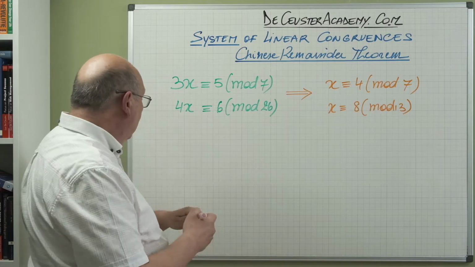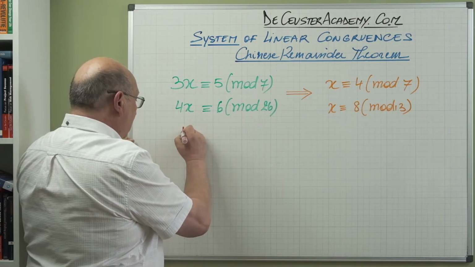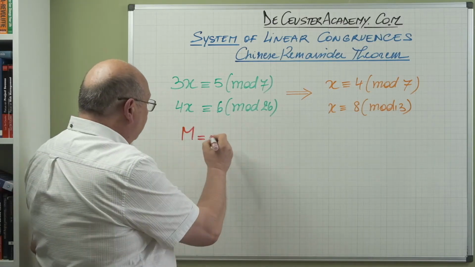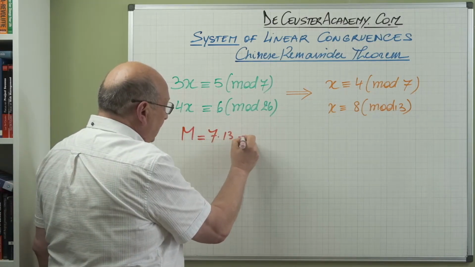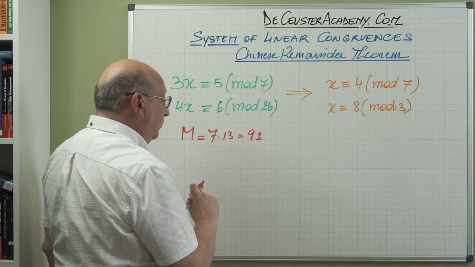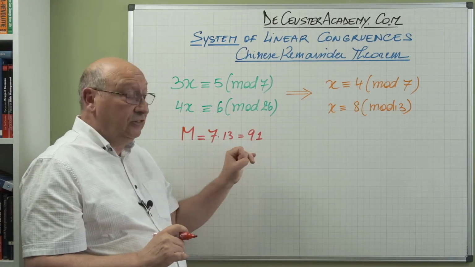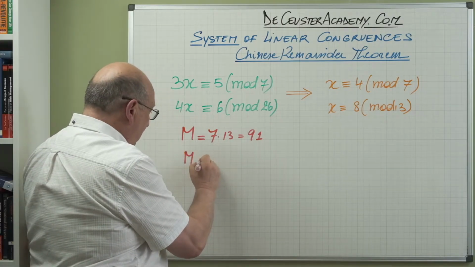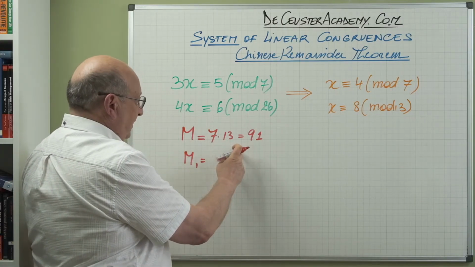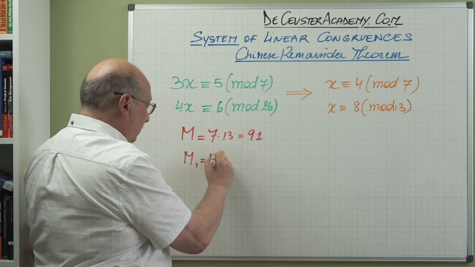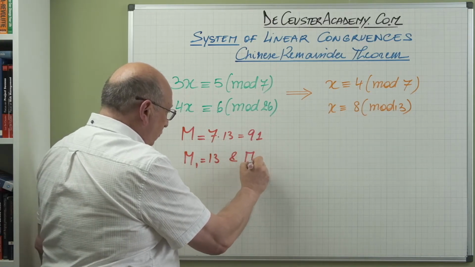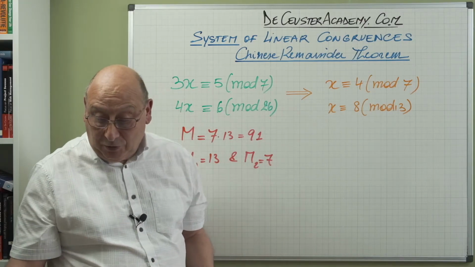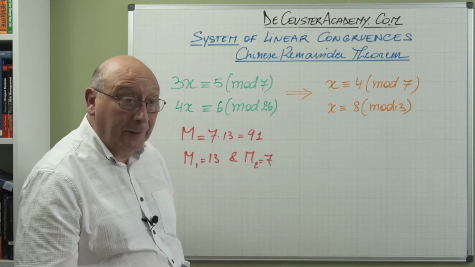The next thing to do is to calculate m, the modular value. So we have 7 times 13, which is 91. So our solution will be congruent modulus 91. We have m1, which is m divided by 7, which is 13, and m2 is equal to 7. That's very easy to find because we only have two numbers here.